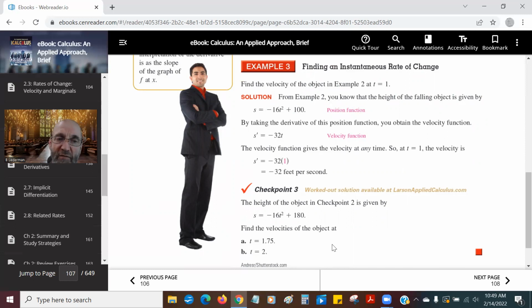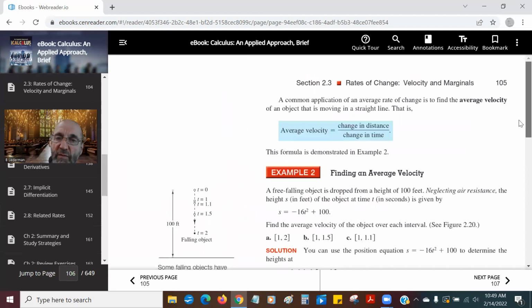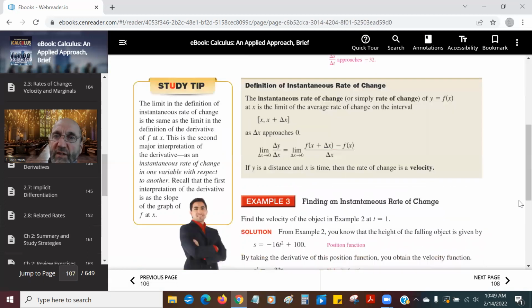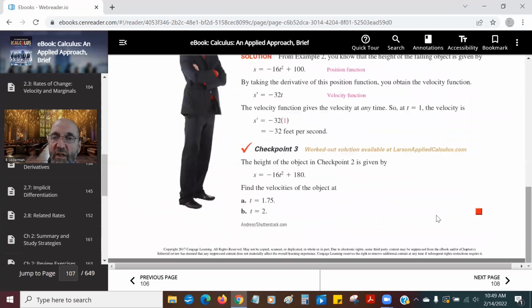Now what's interesting, if you look at the numbers here, negative 32. When you look at the previous problem, we're going from 1 to 2, 1 to 1.5, 1 to 1.1. Notice that these numbers, negative 40, negative 48, negative 40, negative 33, are getting closer and closer to negative 32. And that was kind of the trend. Calculus tells us that the instantaneous velocity is indeed negative 32. So it all makes sense. It all makes hideous sense.